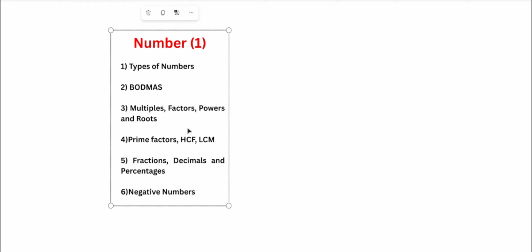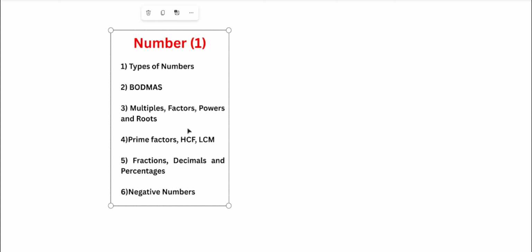So the major topic here is numbers, and this is the first part. We will have a second part on the topic numbers. But in this first part, we will be looking at types of numbers, BODMAS, multiples, factors, powers and roots, prime factors, HCF and LCM, fractions, decimals and percentages, and negative numbers.